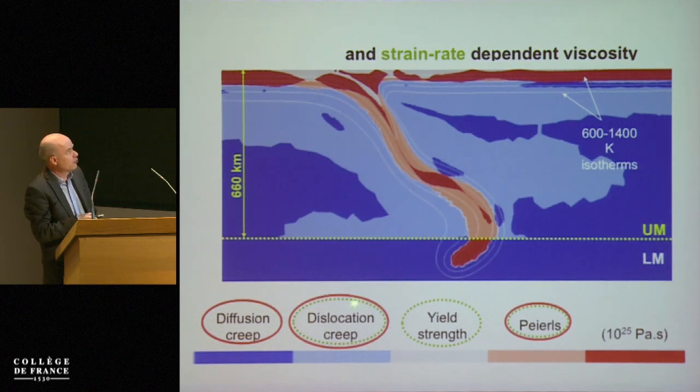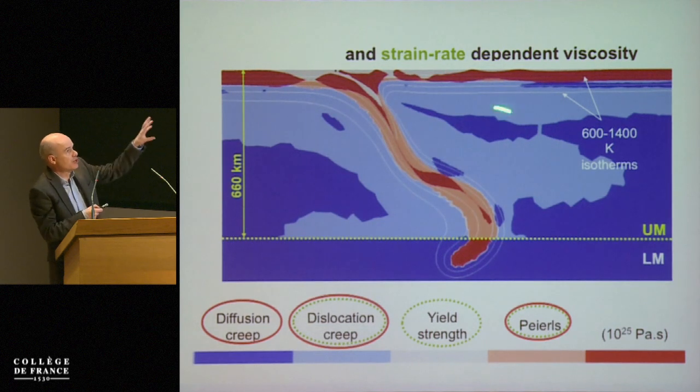Here we have dislocation creep. So we've got strain rate and temperature dependent rheologies here. The yield strength, which is based on the strain rate, and a Peierls type stress, which largely plays a role in the slab.